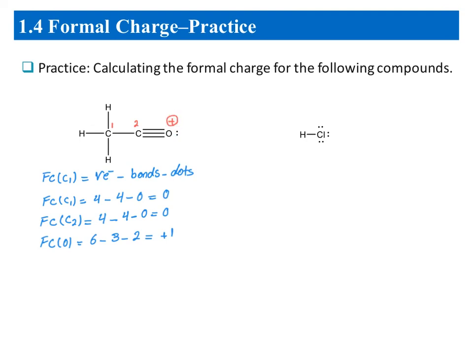Now let's calculate the formal charge for chlorine in this one. Chlorine is in group 7. It has 1 bond and it has 6 dots around it, so it should be 0. And this is again what we expected. Monovalent halogen, it is always neutral.